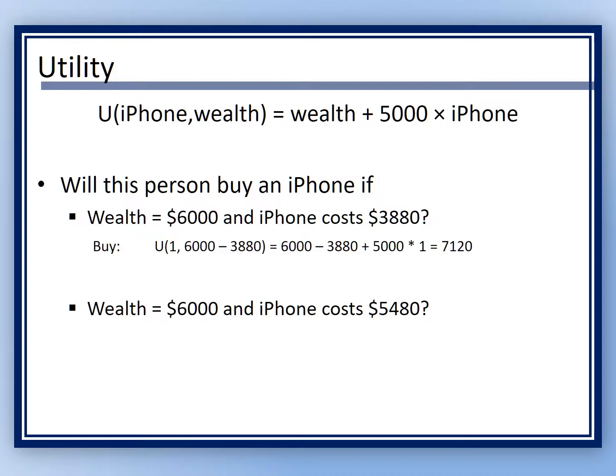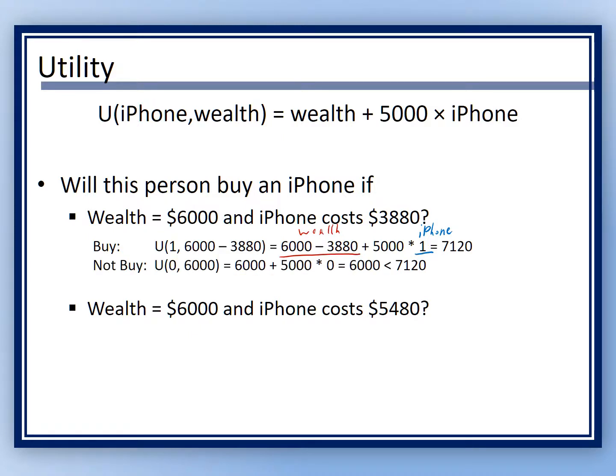So you substitute these numbers into the formula. So you have one iPhone, wealth becomes 6,000 minus 3,880. So 6,000 minus 3,880 corresponds to the wealth, right? And this is one iPhone, right? And then you get the number 7,120. That represents how good it is.